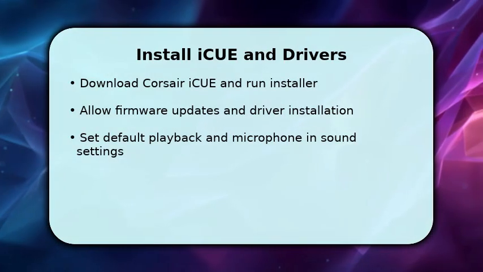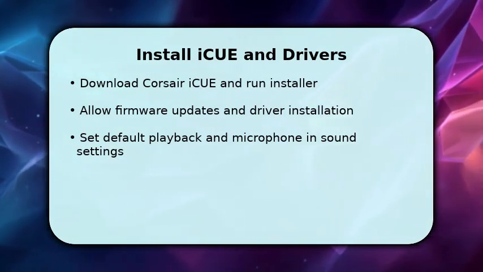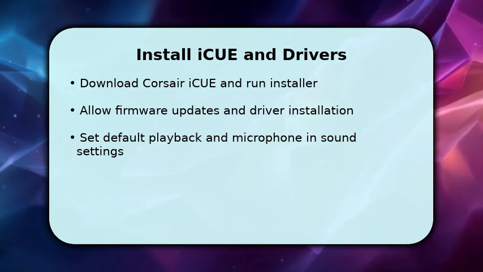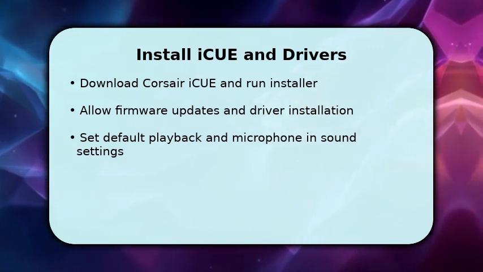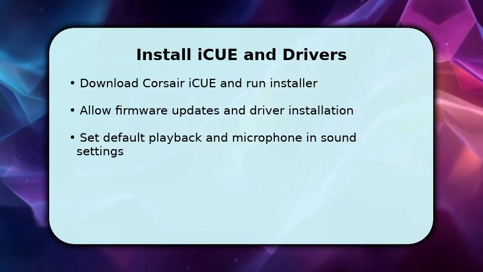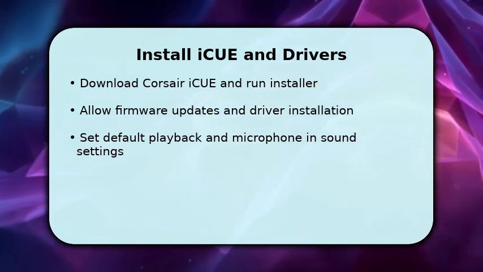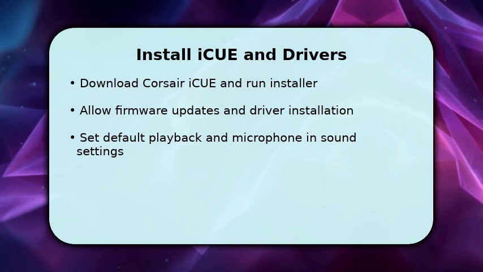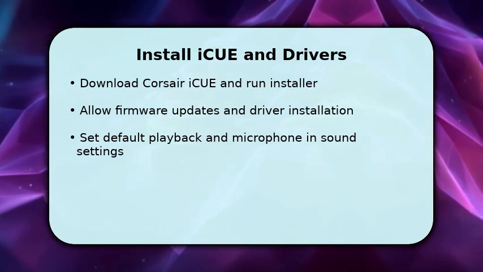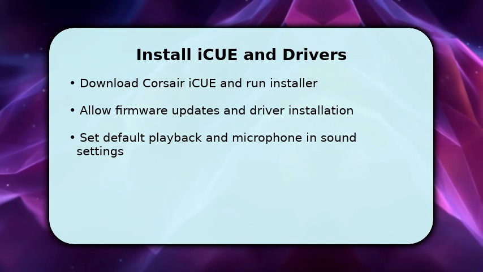Now you'll install Corsair iCUE to manage audio, EQ, and firmware. Download and run iCUE, then allow it to install required drivers and perform any firmware updates. This ensures optimal performance and mic gain calibration. After updates complete, open Windows Sound Settings and set the Corsair headset as default playback and recording. Make sure to test audio and mic in iCUE and system settings.